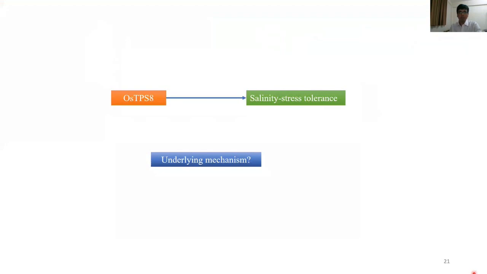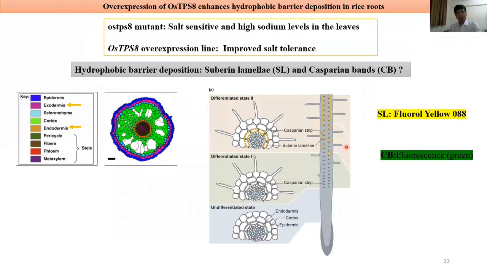So far the result says that we set up the gene to phenotype relationship, that this gene is responsible for the salinity stress tolerance. But the underlying mechanism was still elusive. To find out more on that, we analyzed the root of the rice plant. As we have shown, the mutant is salt sensitive and has a high sodium level in the leaves. So what could happen is that the high sodium level in the mutant line could be due to apoplastic leakage in the mutant. And in the root, it is known that the hydrophobic barrier is one of the important players for the salt stress tolerance.